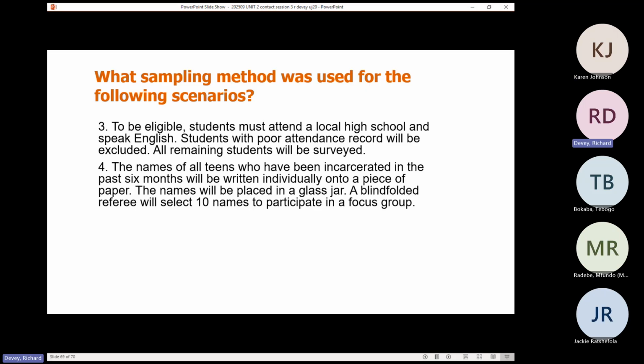Okay. So just bear in mind that with random sampling there are different types: simple random, stratified random, systematic random sampling, and cluster sampling. This is an example of simple random sampling. You list your population as the teens who have been incarcerated in the past 6 months. You take their names, put them on pieces of paper, pop them in a glass jar, and then pull out the names without looking at them. Okay. Good.